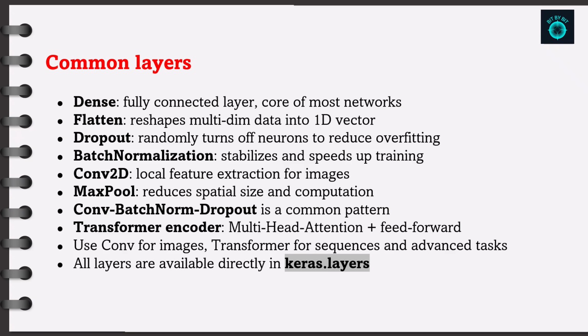Transformers use attention to model relationships in sequences. A transformer encoder block has multi-head attention, followed by a feed-forward network and layer normalization. Transformers are strong for text, time series, and advanced vision models. Use Conv2D for standard image tasks and transformers when you need global context or sequence modeling. You can combine these layers freely to build efficient deep learning models. All of them are part of keras.layers.